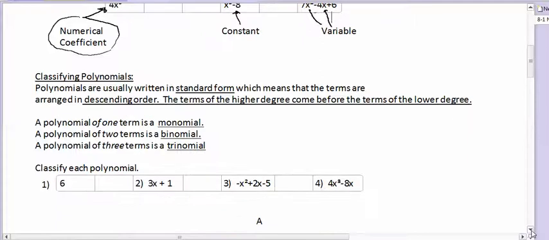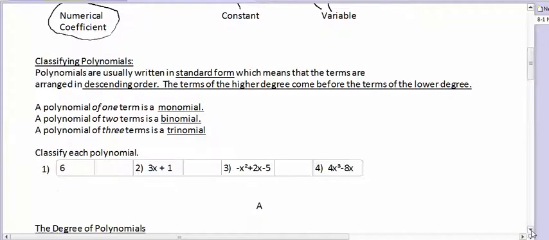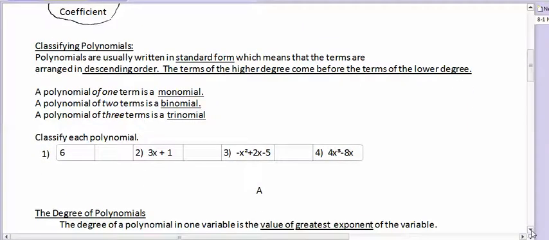We're going to classify polynomials, put them into categories where they belong. Polynomials are usually written in standard form, which means that the same terms are arranged in descending order. The terms of the higher degree come before the terms of the lower degree. Okay, we're going to find out what a degree is and what I'm talking about as far as descending order, but write that down. That's our definition, how we should classify polynomials and write them in descending order.